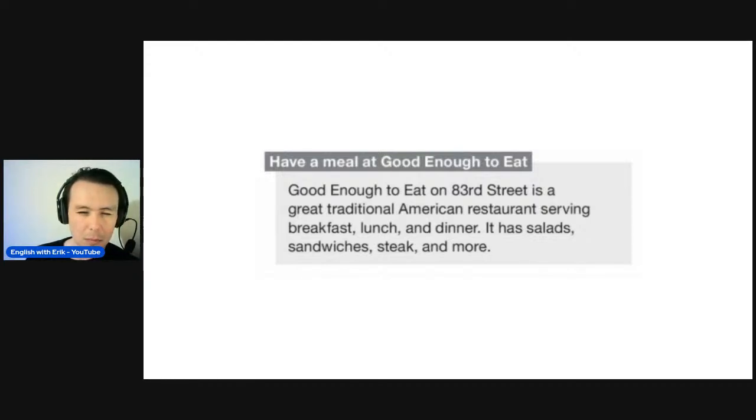Okay, so I was talking about meal. And now, sometimes in English, let's think about the meaning of this sentence: have a meal at Good Enough to Eat. In this text, you can see that it has capital letters, capital G, capital E, and capital E. It is a place. It is a restaurant.